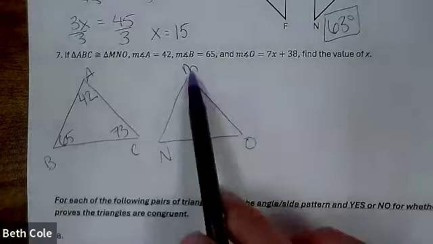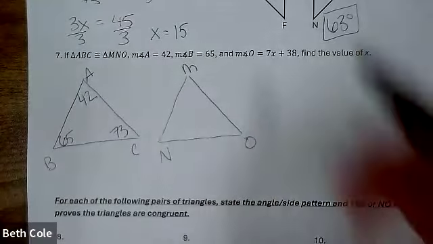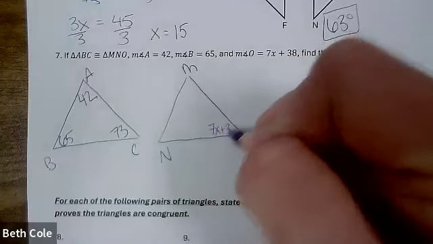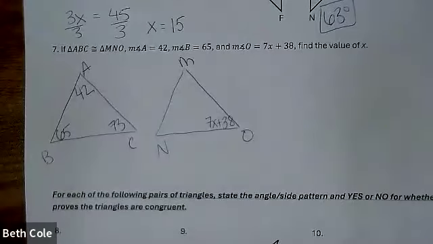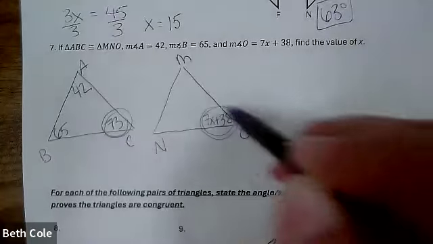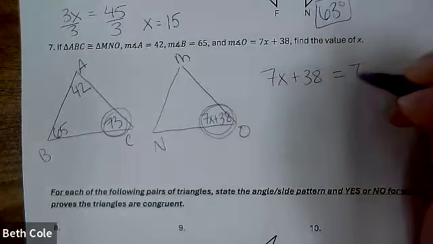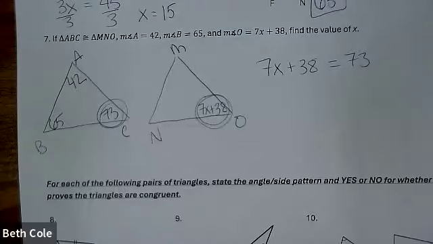All right, then what's the other thing we can fill in? Don't they give us one other thing? Measure of angle O is 7x plus 38. That goes right there. So find the value of x. We'll match them up. Which 2 things can we set equal? Yep, 73, good. So we're going to set those equal, and we'll work that out by hand.